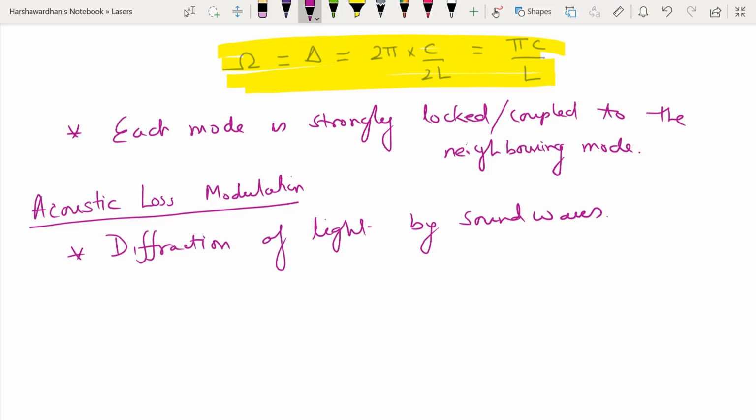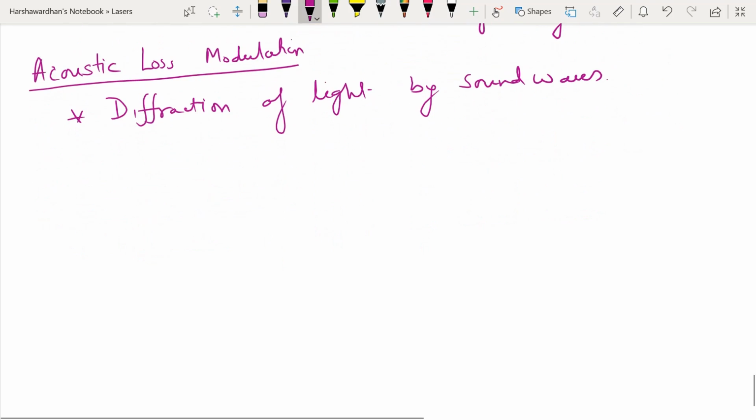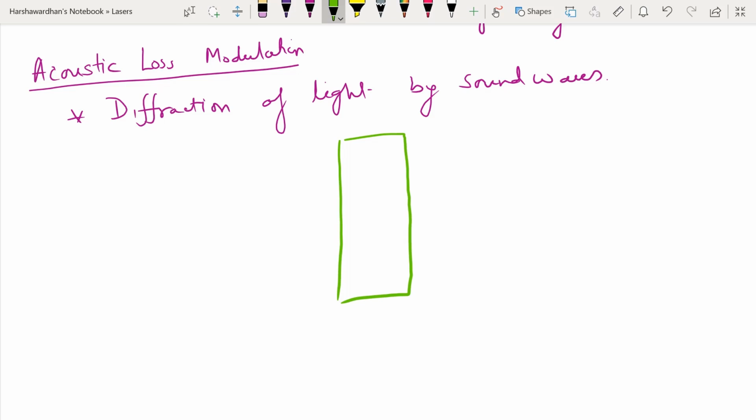So what you get is, imagine that you create a standing wave pattern within, let us say, a crystal. So let me show you some sort of a diagram. So you have, let's say, a quartz crystal. You're driving it with a piezoelectric crystal. This creates a density variation.